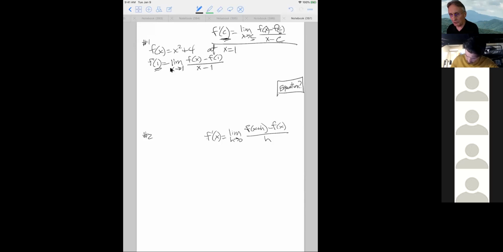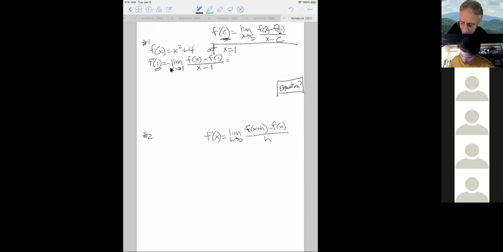Well, in the process of doing this problem, x minus 1 is going to be a factor of the numerator. And the x minus 1s are going to cancel, and you'll be able to plug the 1 into the function. So let's do this. What is f of x? You write f of x just like it's written.